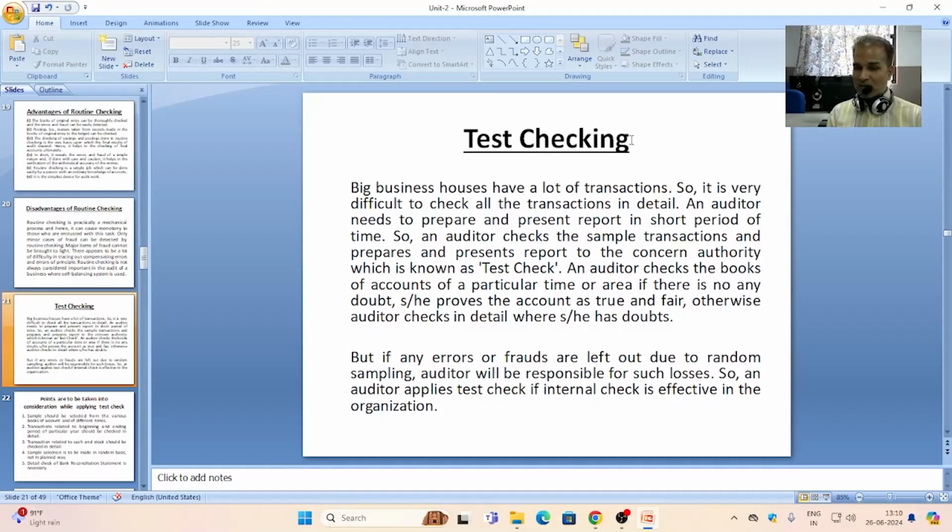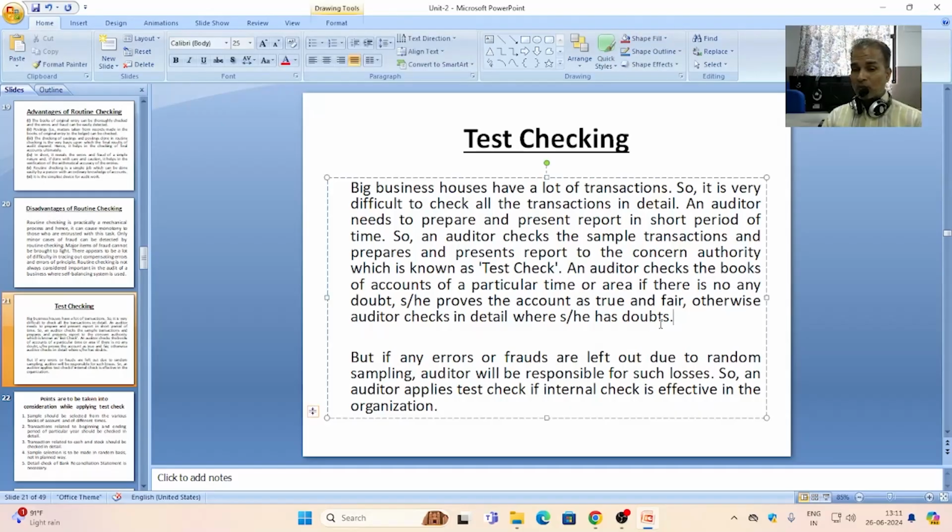An auditor checks the books of accounts of a particular time or area. If there is no doubt, then it proves that the accounts are true and fair. Otherwise, the auditor checks in detail where he finds doubts. But during the test checking, it has to be very carefully ensured by the auditor that no fraud and error are left.